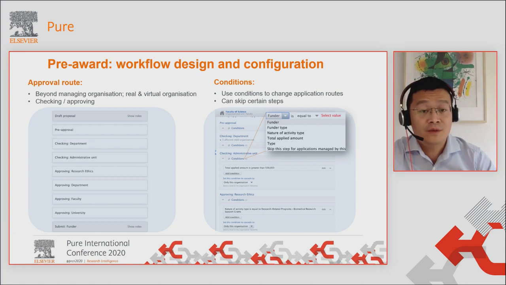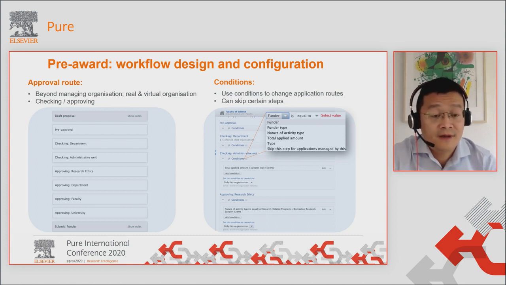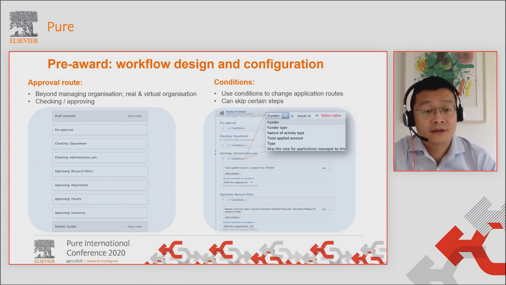And the content within these conditions can be updated by updating your classification scheme. So this is another flexibility. What I want to clarify is that Pure does not submit the application to the funders. It is the researcher who needs to submit themselves, and Pure only facilitates the internal approval process.